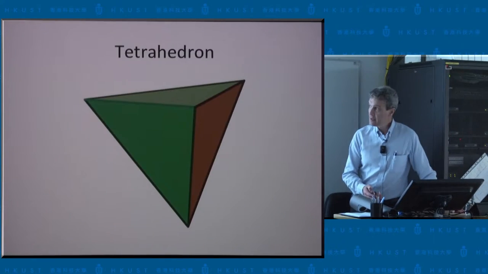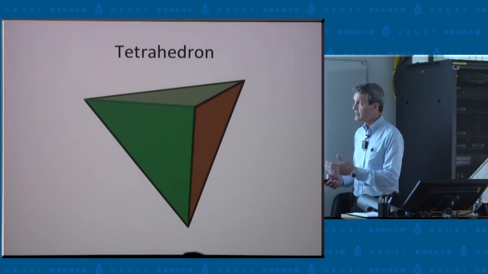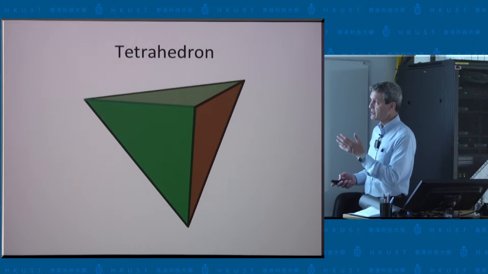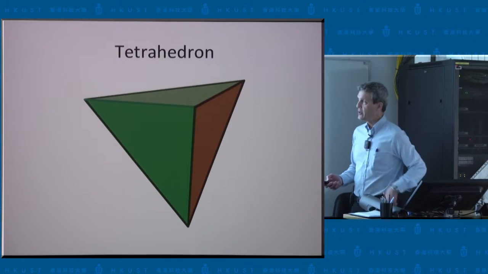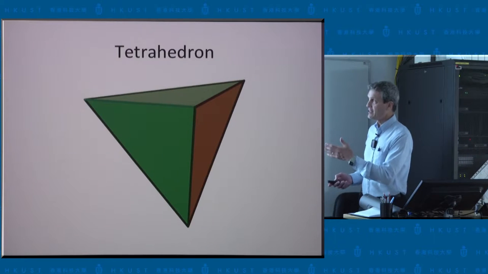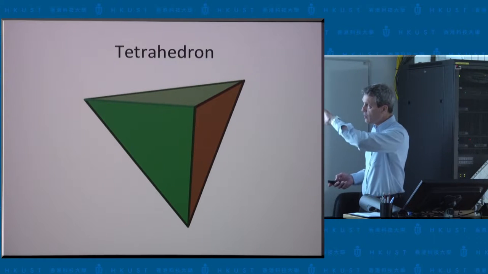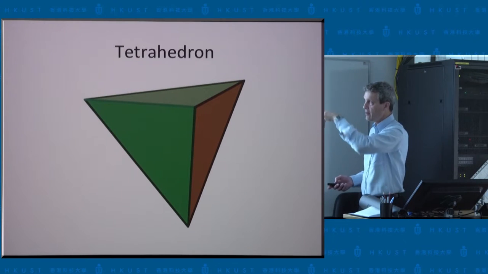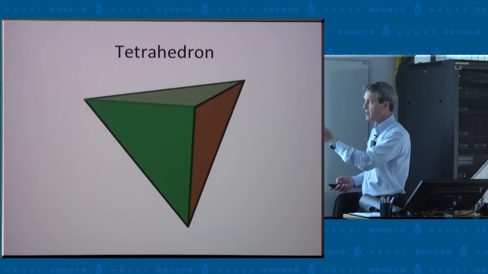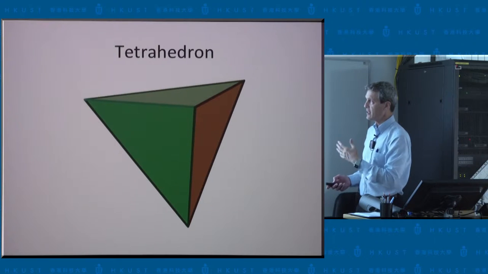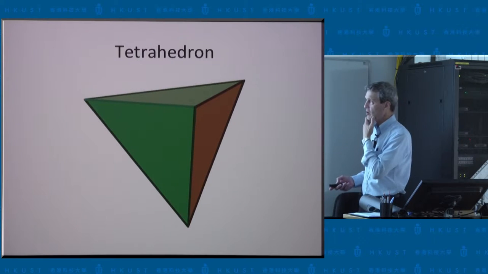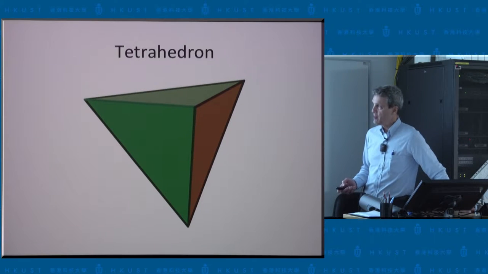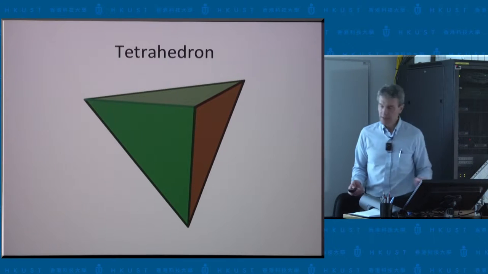The simplest one is the tetrahedron. It's a pyramid with a triangular base and three triangular sides, and they're all equilateral. So it has a lot of symmetries. We can rotate it by an angle of 120 degrees around any one of its vertices. So you can move any side to any side, any edge to any edge, any corner to any corner. And so this will be a continuing theme. All the platonic solids are very symmetrical.